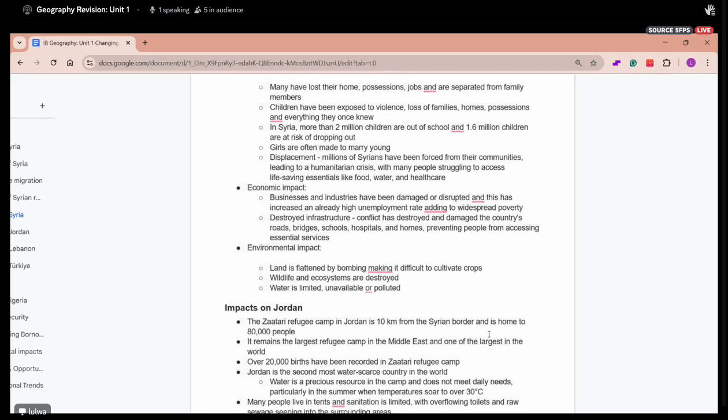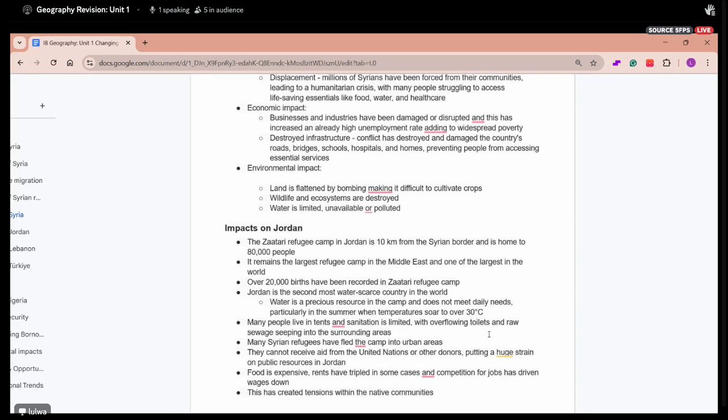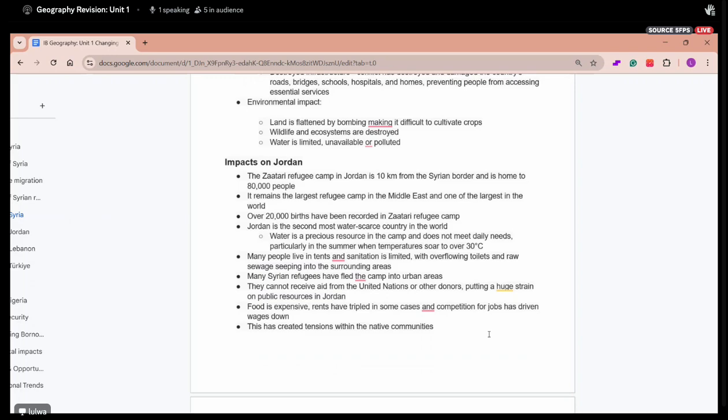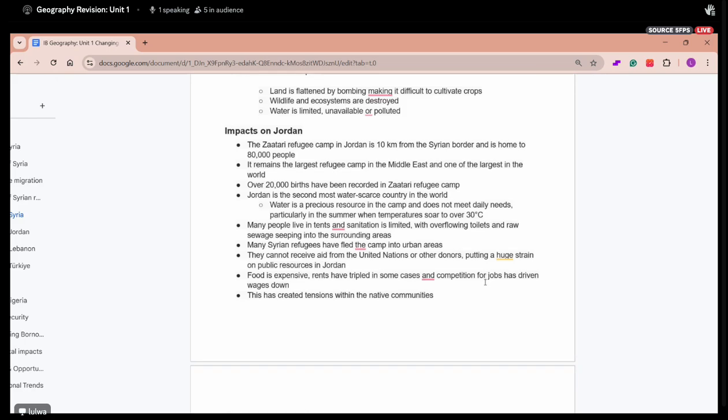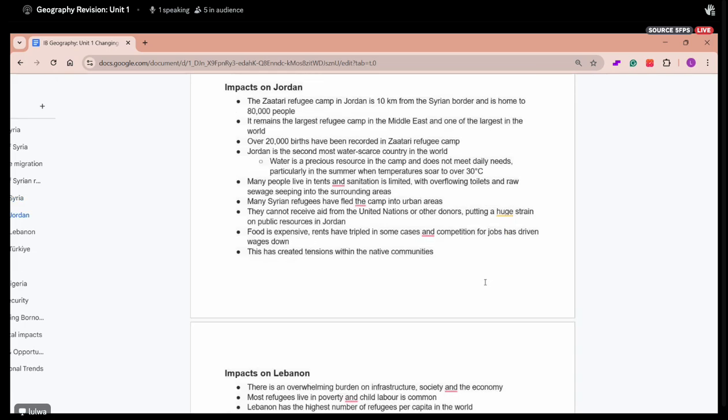Impact on Jordan: the Zaatari refugee camp in Jordan is 10 kilometers away from the border. It is home to 80,000 people. It remains the largest refugee camp in the Middle East and one of the largest in the world. Over 20,000 births have been recorded in the refugee camp itself. And Jordan, however, is the second most water-scarce country in the world, so many people live in tents. Sanitation is limited, with overflowing toilets and raw sewage.